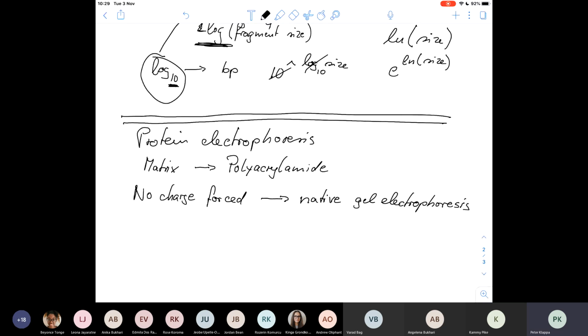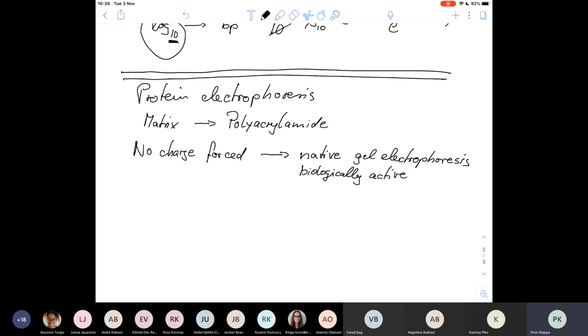This means we just leave the protein as it has been created. We don't mess with it. We don't destroy it. The protein is still biologically active. So if it is an enzyme, it hopefully would continue with doing what the enzyme does. So native gel electrophoresis leaves the protein untouched. But usually it doesn't tell us a lot.